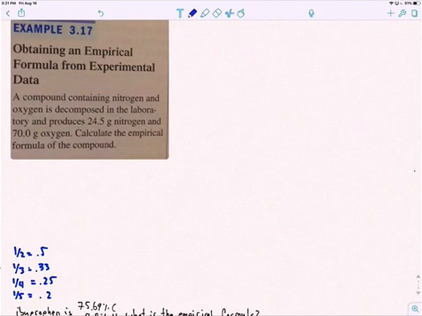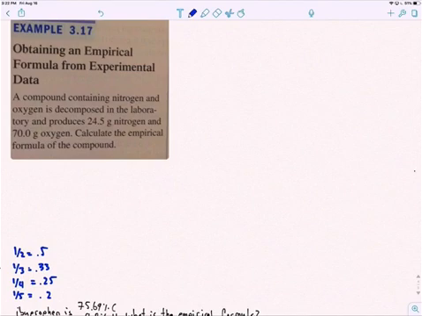And so we did a lot of effort to figure out what things are made of, and various ways were done. We're not going to talk about combustion analysis. That's the same thing. We would burn a lot of things to see what came off, and figure this out. But let's do this. Let's see what's in this stuff. A compound containing nitrogen and oxygen was decomposed, found to have 24.5 grams of nitrogen and 70 grams of oxygen. What is the empirical formula?